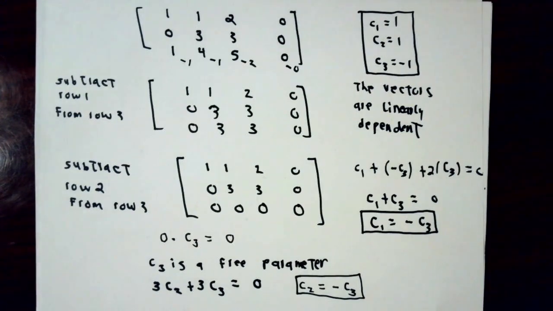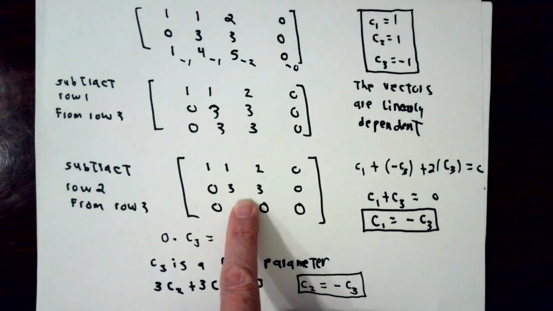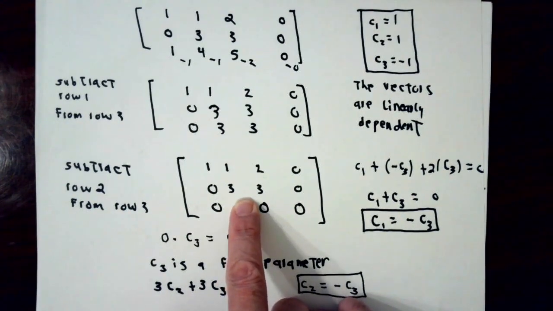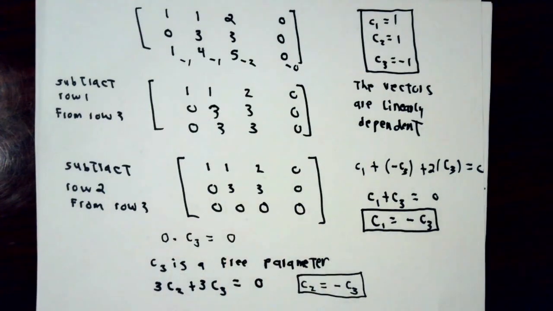If I go back to thinking about this as equations, that last equation says 0 times C3 is 0. That equation is true even if you just pick the value of C3 at random. So C3 can be chosen to be anything you feel like. If I back up to the previous equation, this says that 3 times C2 plus 3 times C3 must be 0. That says that 3 times C2 is the negative of 3 times C3. Divide the 3 out. C2 must be the negative of C3.